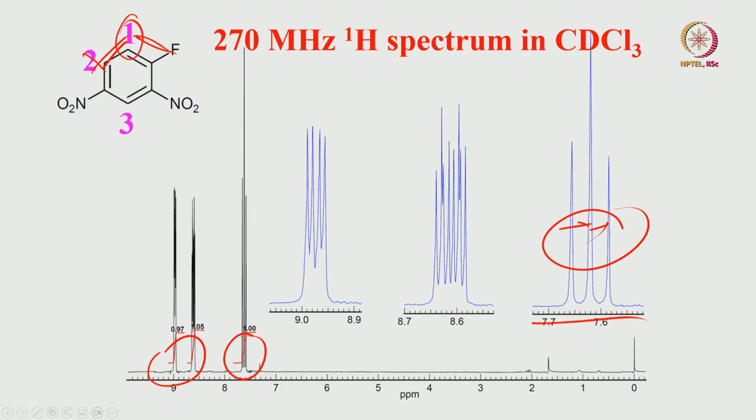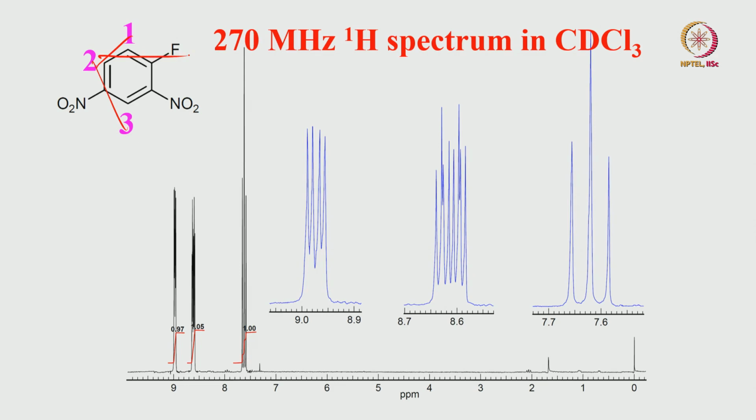Then what about the next one? The next one is proton 2. What are the possible couplings we can think of for proton 2? If this is proton 2, you can have one ortho coupling and two meta couplings. If both the meta couplings are different, then it is going to be an 8 line pattern. The large separation is because of this ortho coupling, and each line is split into 4 lines like this. It is going to be a doublet of doublets of doublets. So this could be proton 2, my assumption.